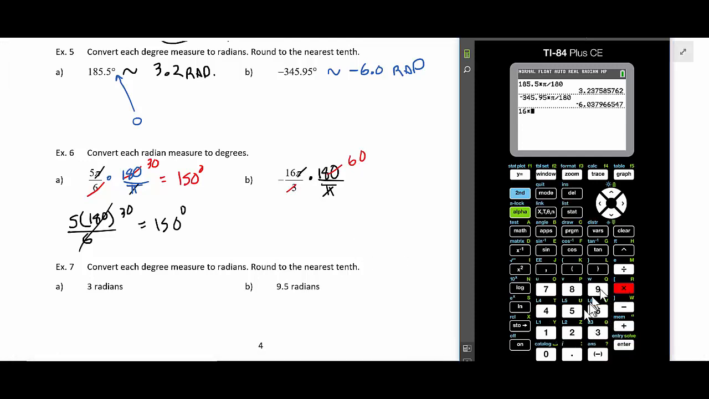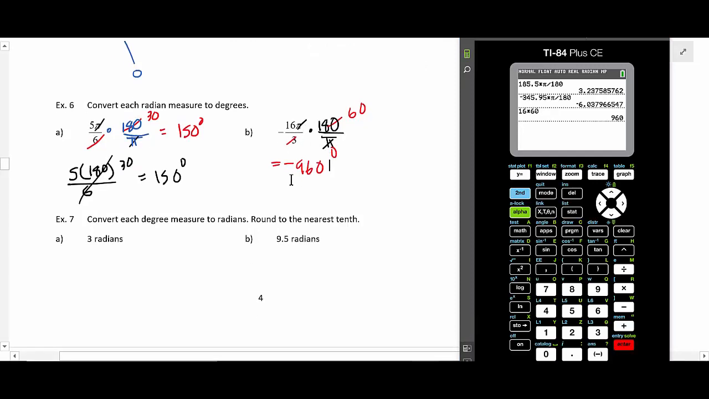So 16 times 60 is going to be 960, so the answer would be negative 960, okay? So that's how you handle that. Right, the next ones you have no choice pretty much other than to use your calculator.